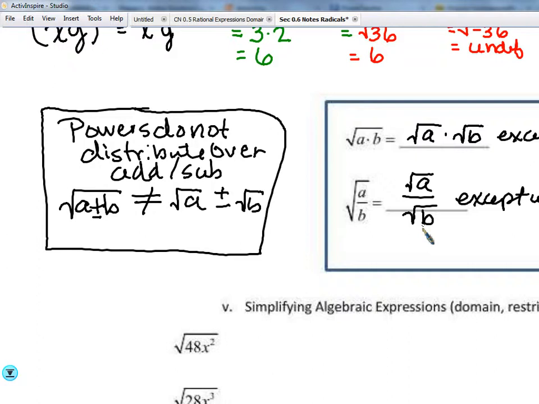If I have multiplication, I can distribute as long as both of my terms are not both negative. And I sometimes will go ahead and distribute as long as I note the exception that's going to be there.